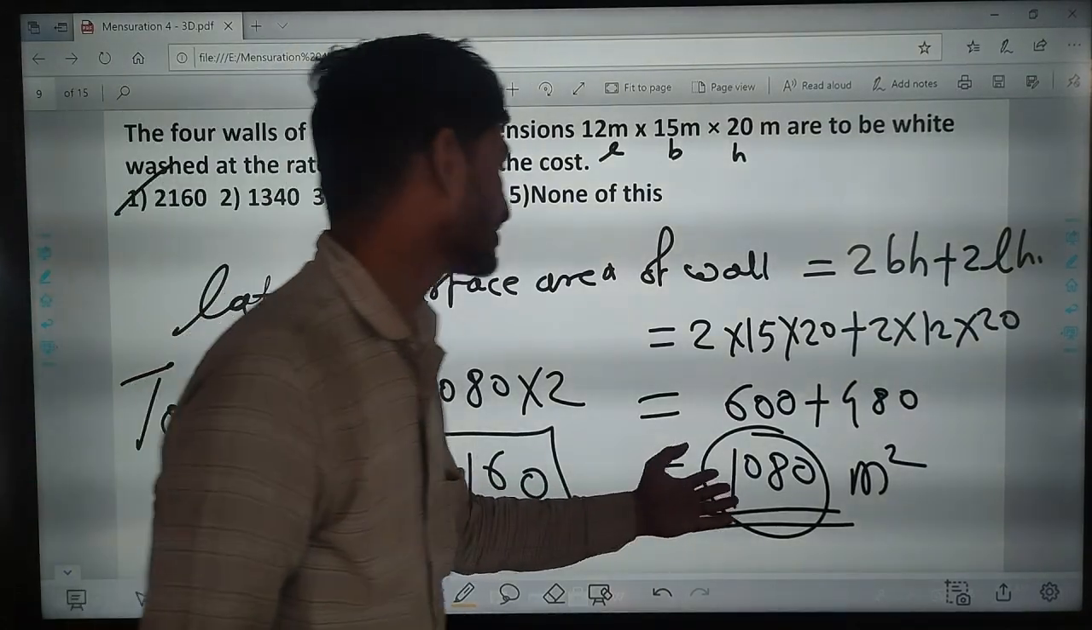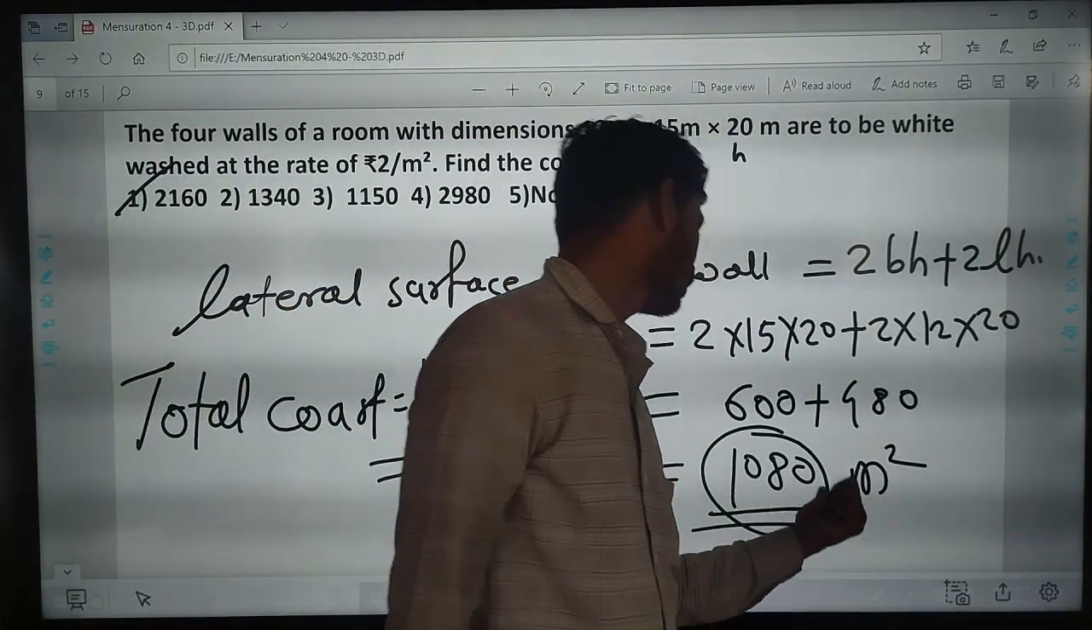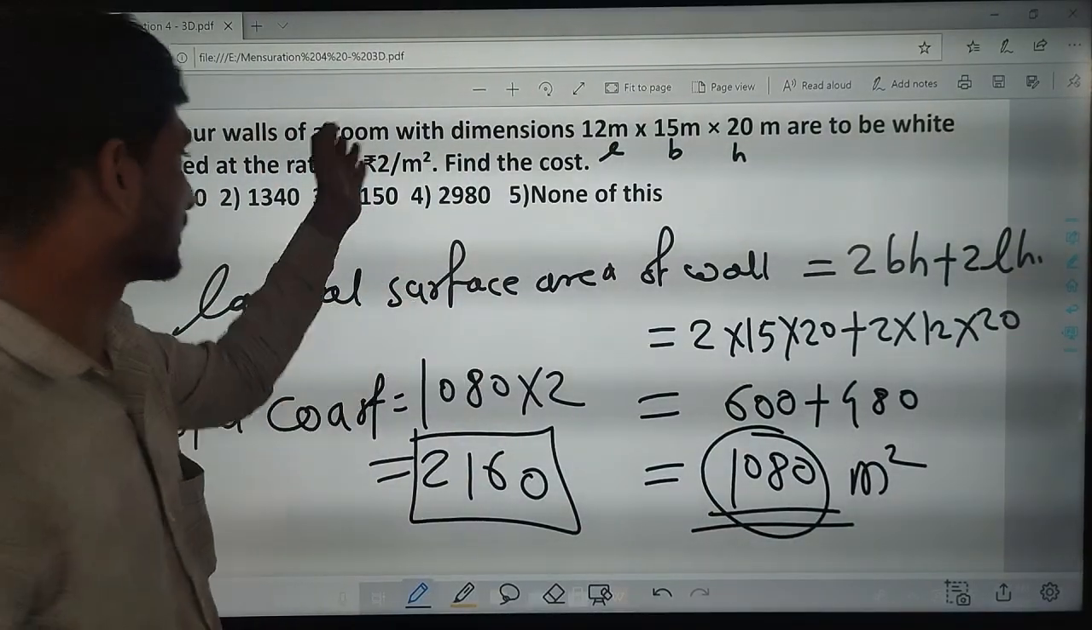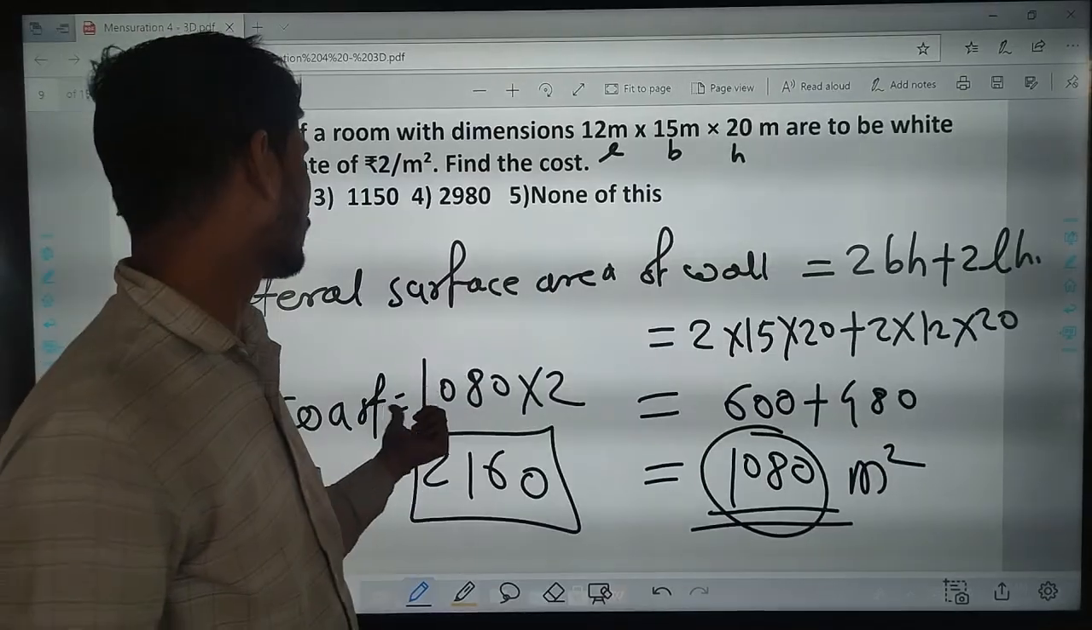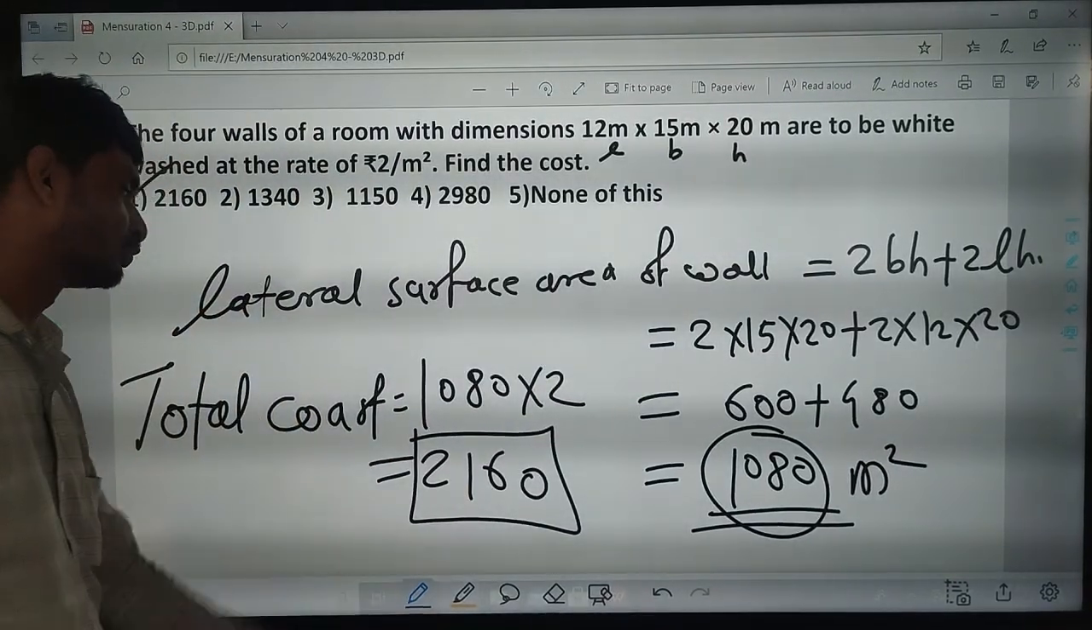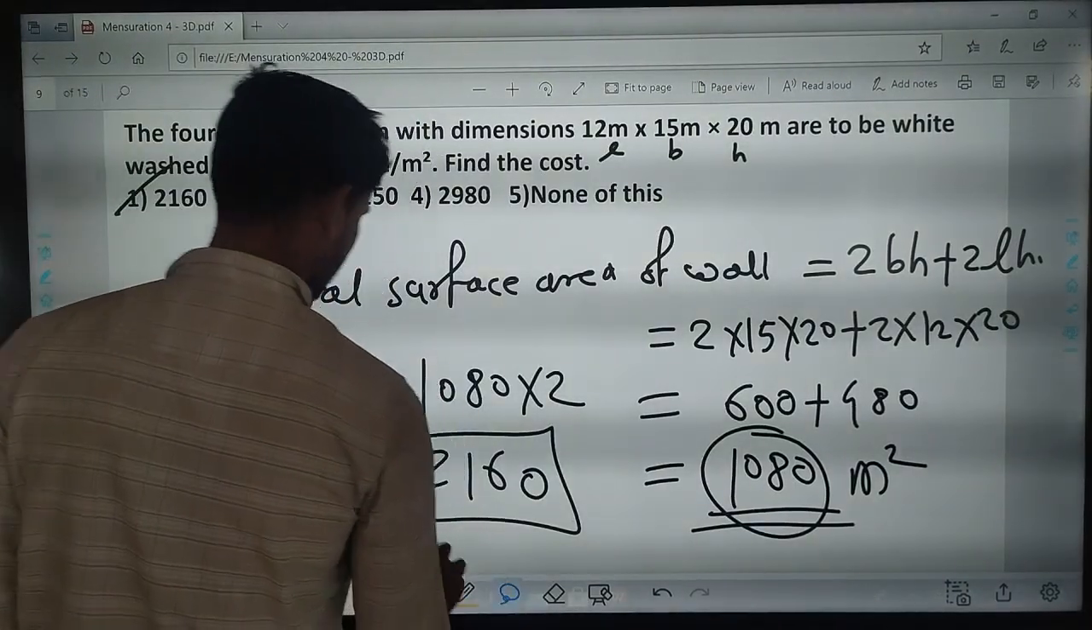Here the total lateral surface area is 1080. Then multiply by the cost to get the estimated cost: 1080 into 2, that is 2160.